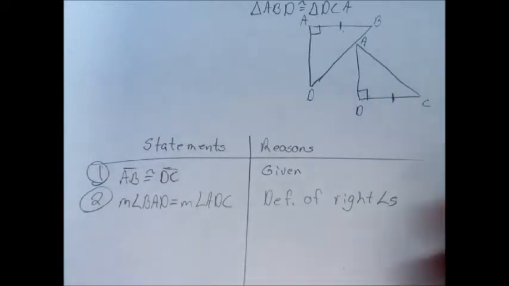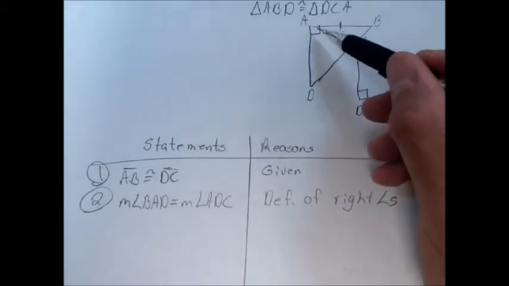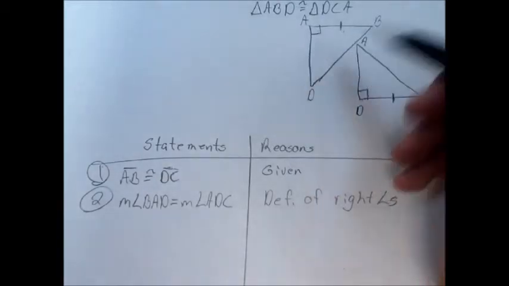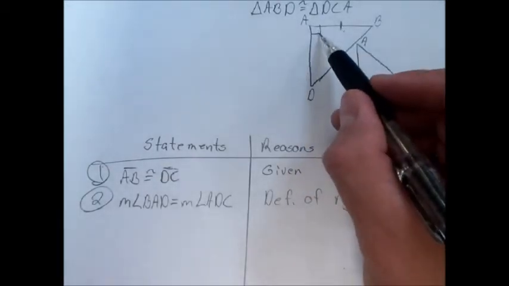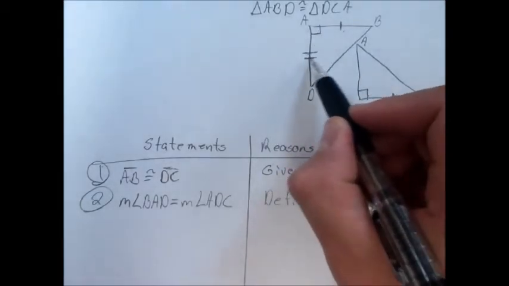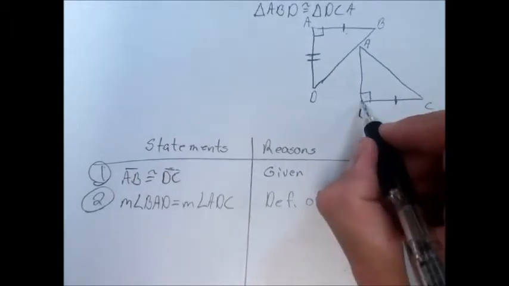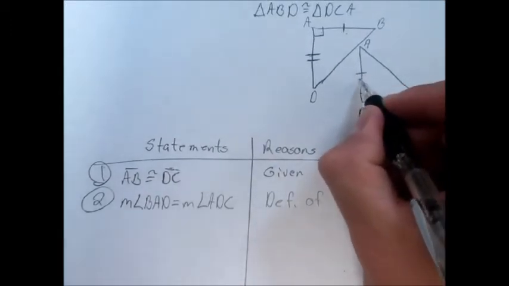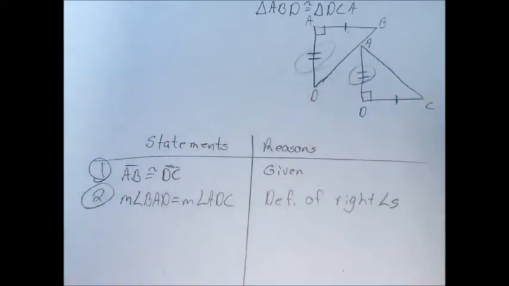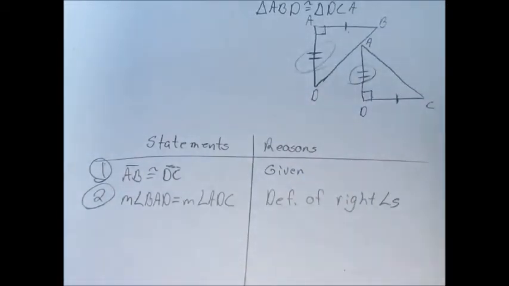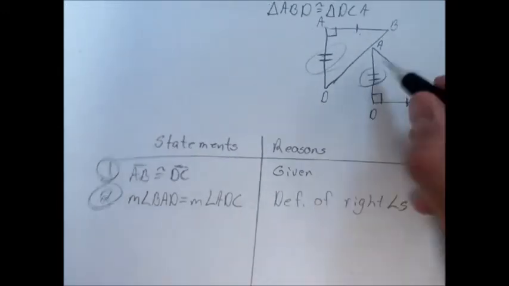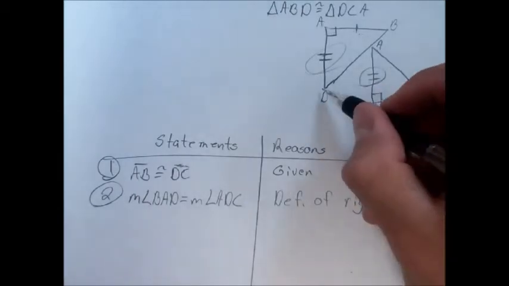Next, I have a side, I have an angle, and I need a what? Another side, right? So if I'm going to use this as my included angle, this has to be my other side, right? Over here, I have a side, an angle, and a side. So if I'm going to use side, angle, side, I need to show that this side is congruent to this side. So I know that I need to say that to get to my final step. Why do I know that DA is congruent to DA?